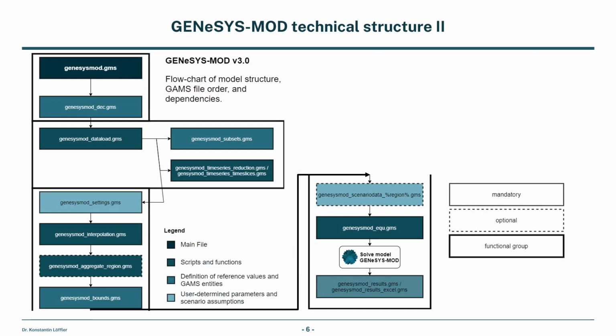This graph here shows the same structure, but more as a flow chart, showing what is happening in which order. As I said, the main function is in GENeSYS-MOD GAMS. So this is really the main file where also most of the basic settings are defined. For example, also which data files are being read in. This is then passed onto the declaration file, which then reads the data load file. The data load file then covers the subsets as well and goes into the time series reduction algorithm.